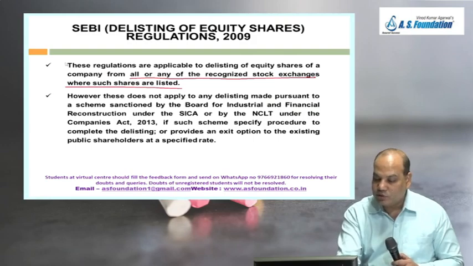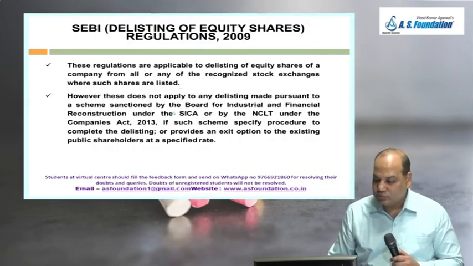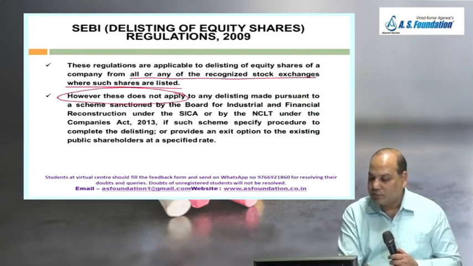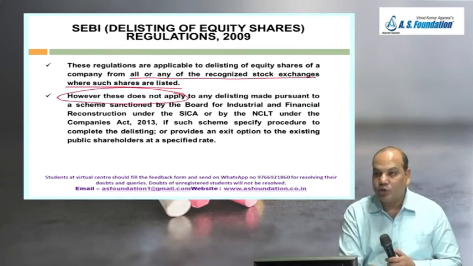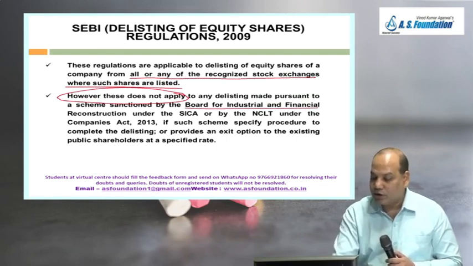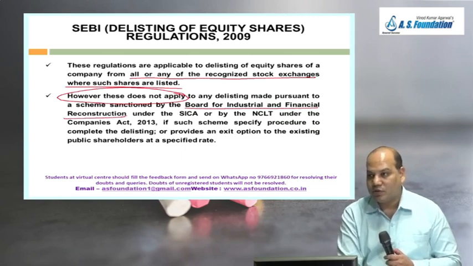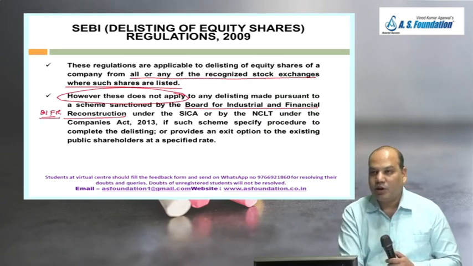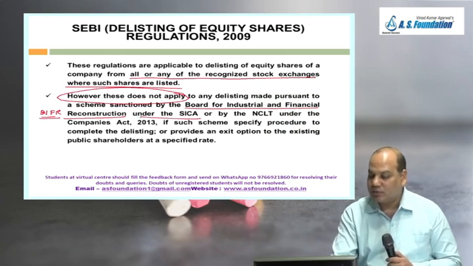Means these regulations are not applicable to it. So some relaxation is given. Delisting made pursuant to a scheme sanctioned by the board. Which board? Board for Industrial and Financial Reconstruction. Delisting made pursuant to a scheme approved by the Board for Industrial and Financial Reconstruction, which was earlier popularly called BIFR, usually for sick companies under SICA.